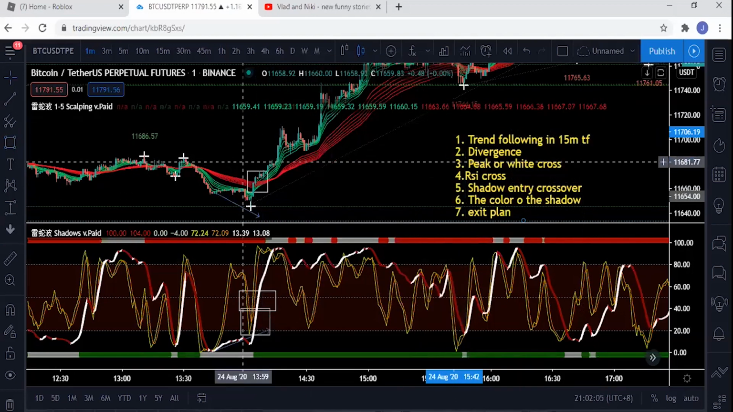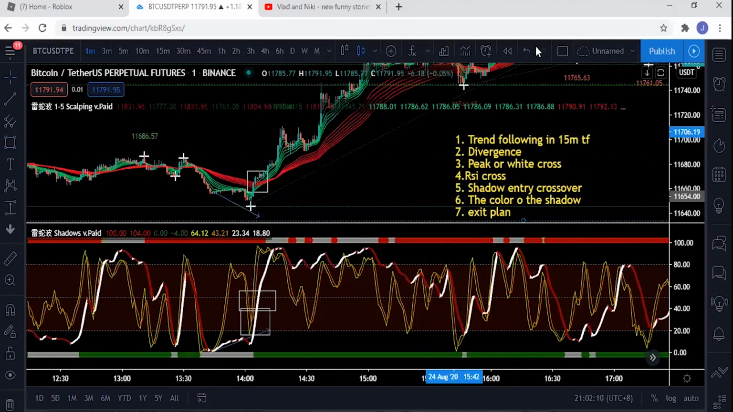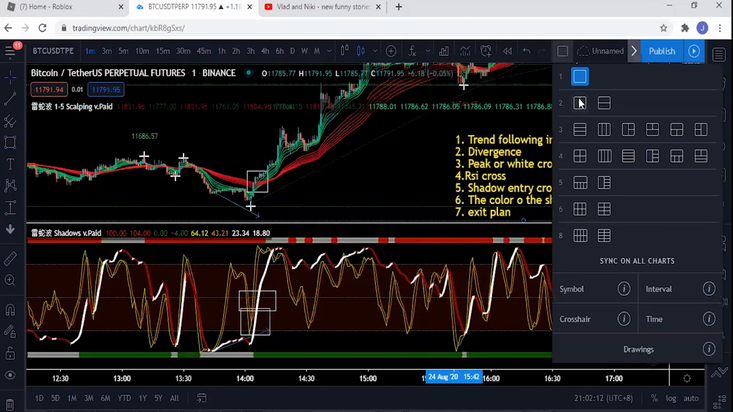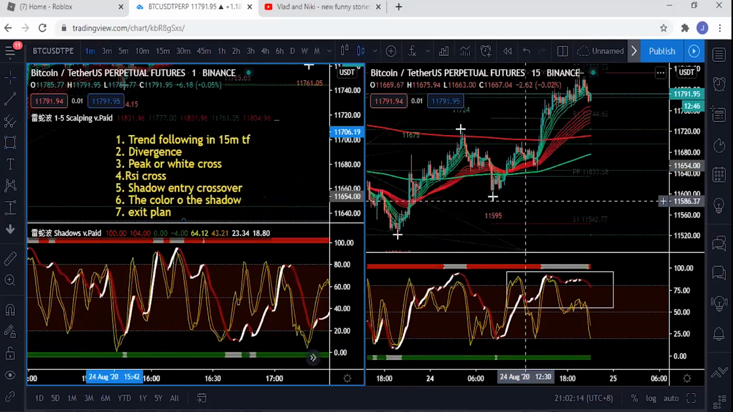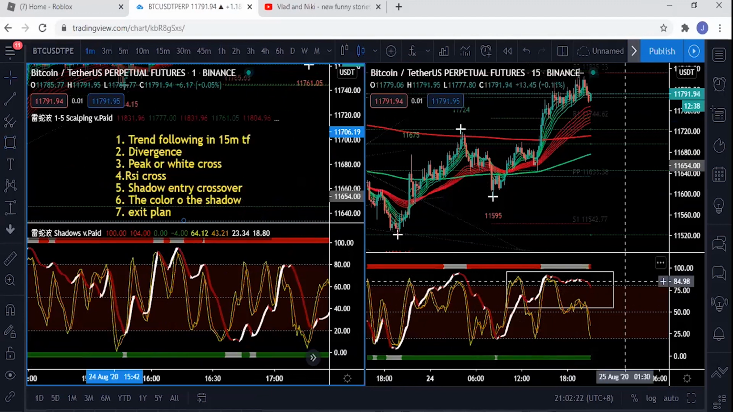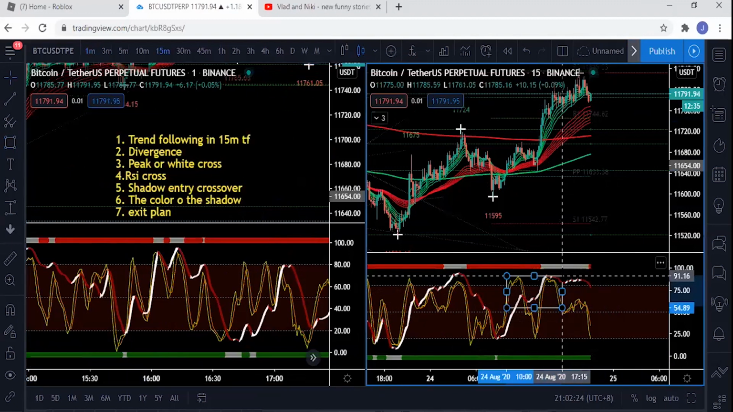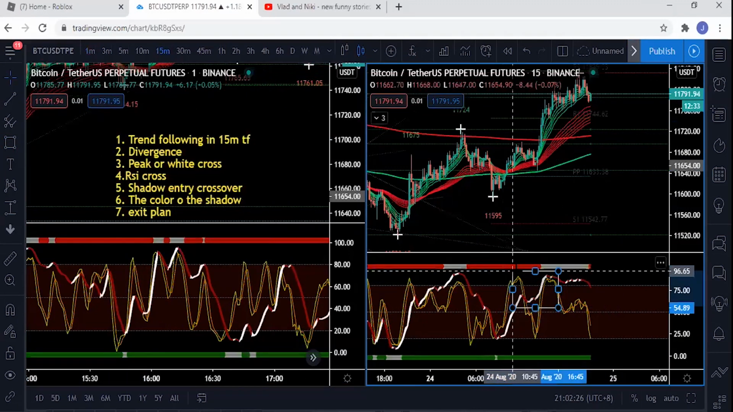Okay, let's check the 15 minutes time frame. What time is this? 14:02. 14:02 in our 15 minutes. Oops. Okay, here, this scenario. So our shadow here, 14:02.